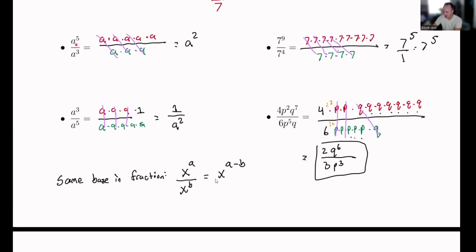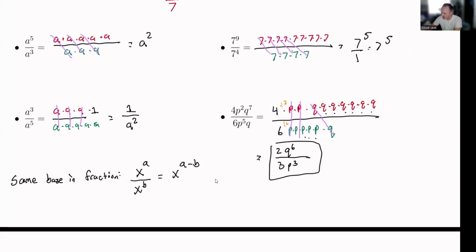So let's look at this. I have a to the fifth over a to the third. 5 minus 3, because I'm dividing with the same base, becomes a squared. Not bad. 7 to the ninth over 7 to the fourth: when I divide by something with the same base but different exponents, I am subtracting those. 9 minus 4 becomes 7 to the fifth. That's how the rules end up working. It works for these as well.